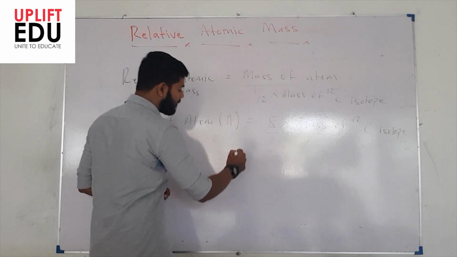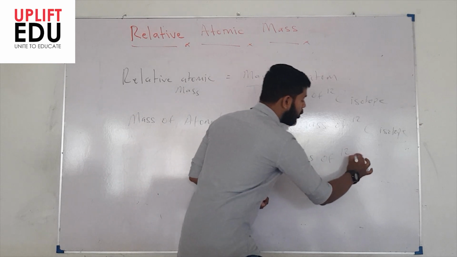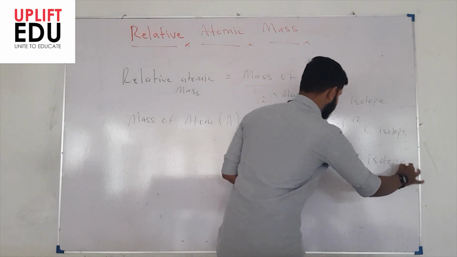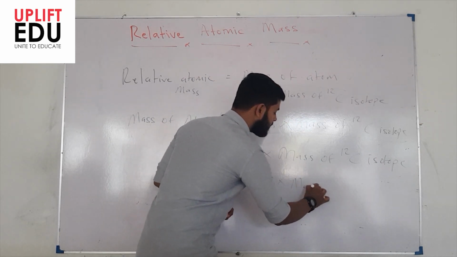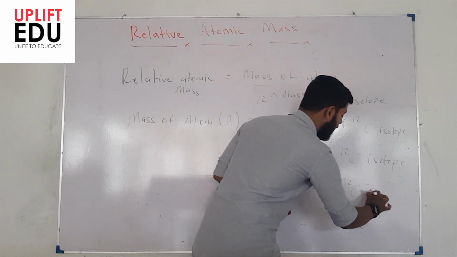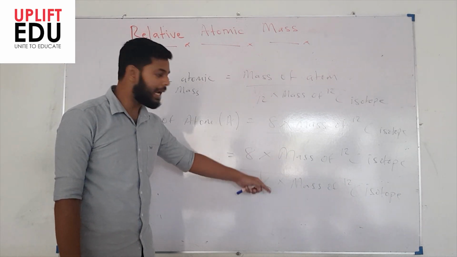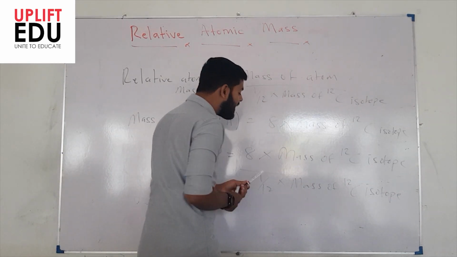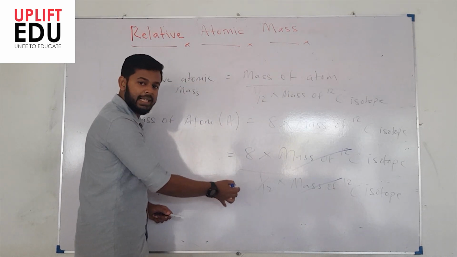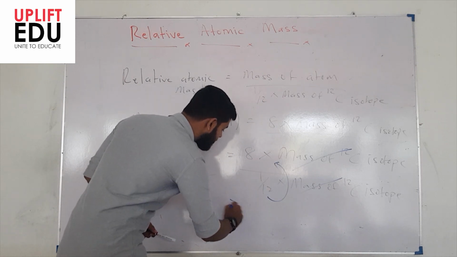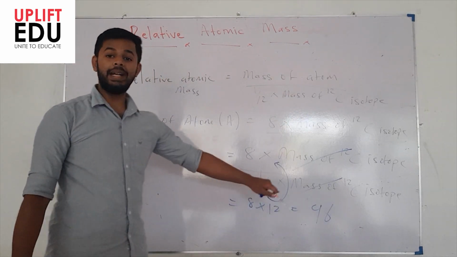What is the mass of the atom? That is 8 times the mass of the 12 carbon isotope, divided by 1/12 the mass of the 12 carbon isotope. Now the mass of the 12 carbon isotope is common to numerator and denominator, so this will cancel out. And when there is a division followed by another division, the 12 goes on top, so it becomes 8 into 12, and I get a relative atomic mass of A as 96.